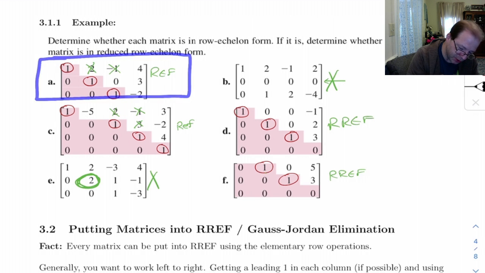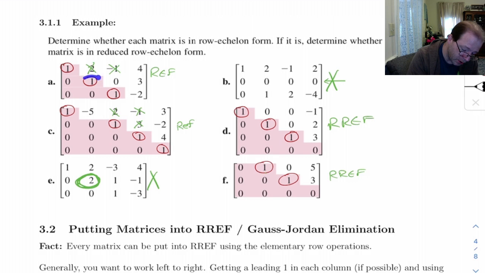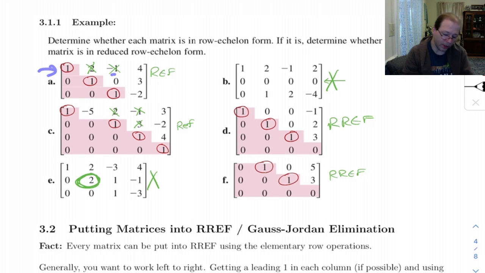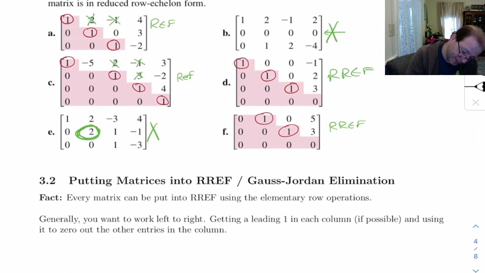And if you wanted to put one of these, let's look at this. If we wanted to take this and put it into reduced row echelon form, all we do is take multiples of this row and add on to that. That would get rid of the 2. Then we could add multiples of this onto the top row to get rid of the 1. So we can always use these row operations to put a matrix into row echelon form and then into reduced row echelon form. So fact here, every matrix can be put into reduced row echelon form using the elementary row operations.